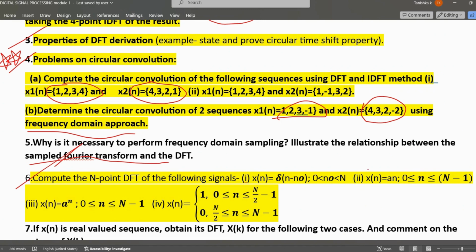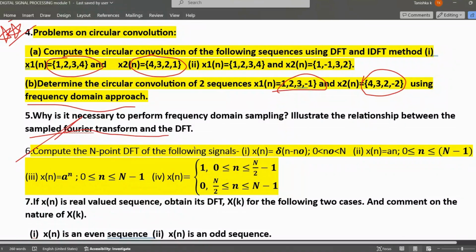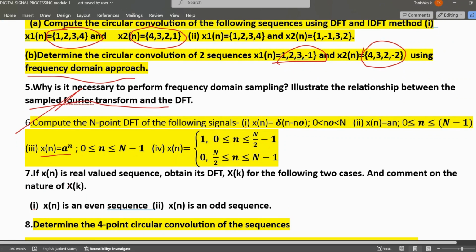Next, let us go to the next question. Here in the sixth question, in this question also, the values or the equations may change. Okay. Please note that only the format will be the same. Okay. So the next question is the seventh one.